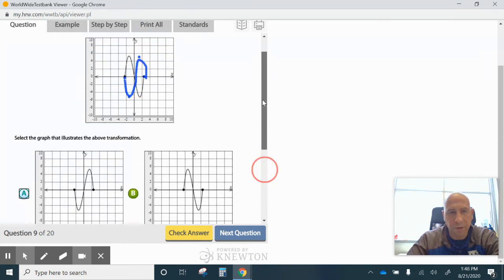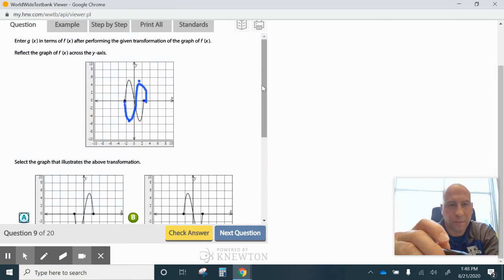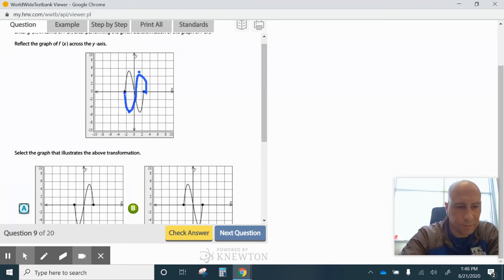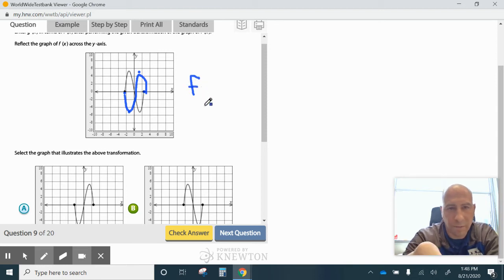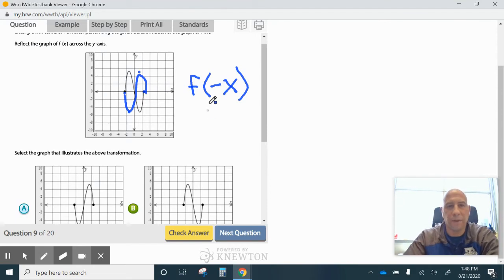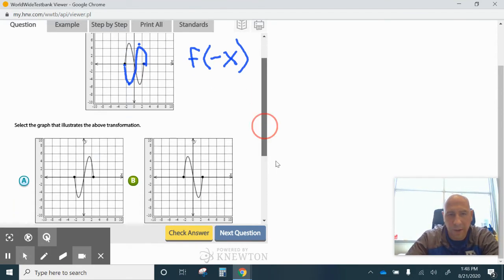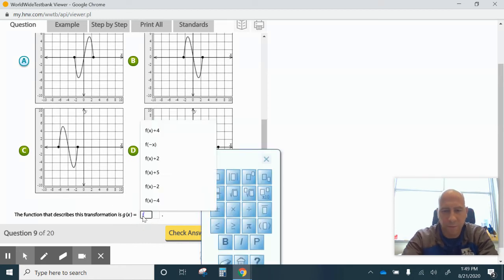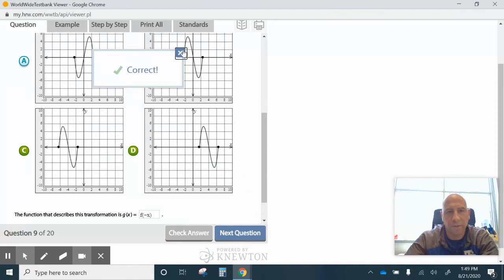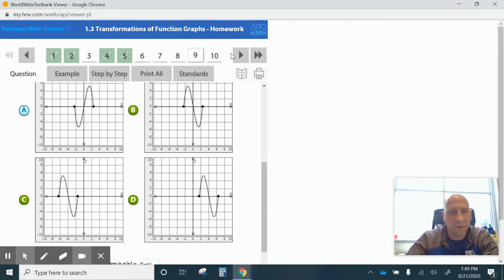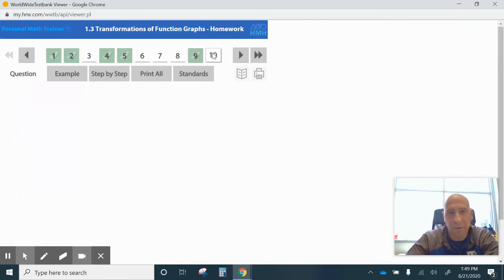Now, if it reflects across the y, it's f of negative x. The negative goes inside. When it's reflected across the y, the negative is inside the parentheses in front of the x. Okay. So then come over here, f parentheses negative x. Check answer, correct. All right. That was question number 9. Let's look at question number 10.